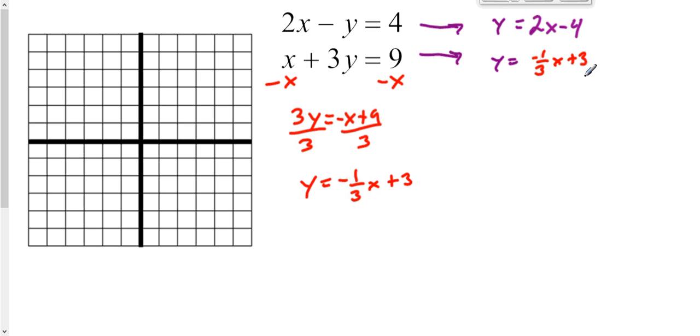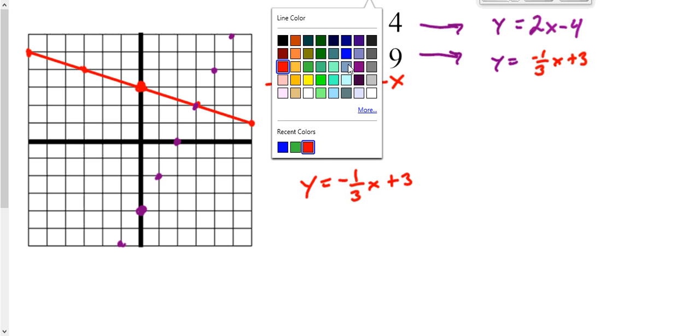Since I'm already using red, I'm going to graph the second equation first. So we start up 3, down 1, right 3, down 1, right 3, up 1, left 3, up 1, left 3. There's our line. Next one starts down 4, up 2 over 1, up 2 over 1, up 2 over 1, up 2 over 1. Could also go down. There's our intersection point.